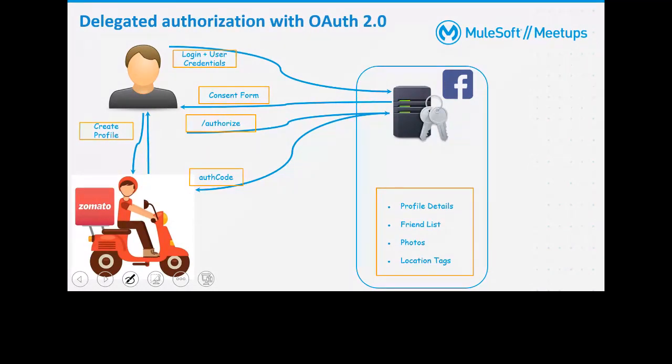Once Zomato gets that authorization code, what will it do? It will say, I don't know what this is. Can I exchange this authorization code with Facebook and get the access token? So it will trigger the token URL plus the authorization code plus the client ID credentials.